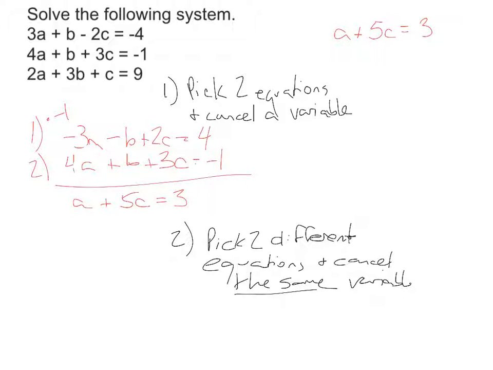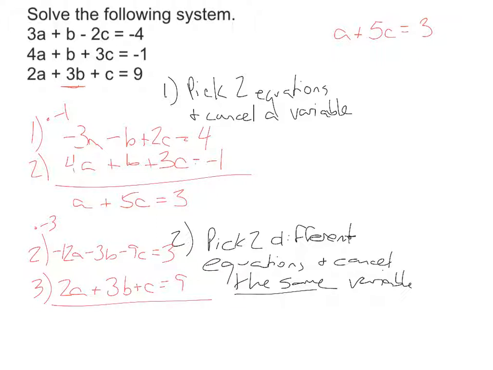So this time I'll take 2 and 3. Now if I add 2 and 3 together right away, nothing's going to cancel. And notice that the third equation has a 3b. So I'm going to take that second equation and I'm going to multiply it by a -3 in order to make that cancel. So I'm going to do a -12a minus 3b minus 9c equals 3. And I'll rewrite the second equation, 2a plus 3b plus c equals 9, and we'll add down our columns.